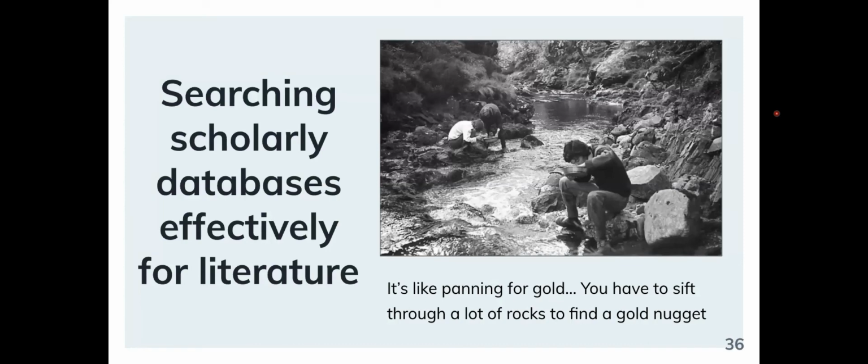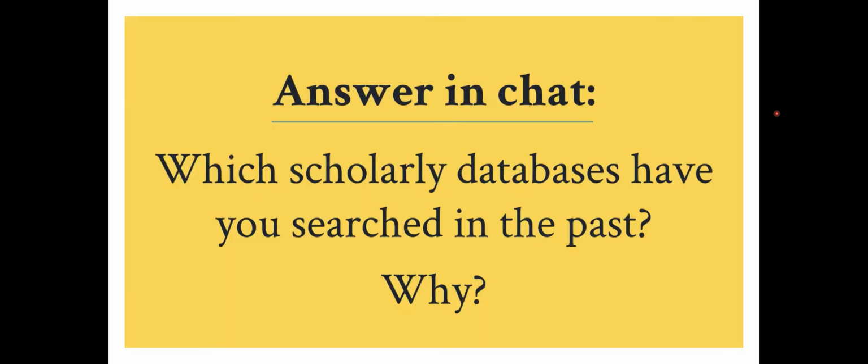Okay, so now we're going to talk about, how do you actually search scholarly databases effectively for literature? There are some strategies you can use to help you pan for gold a little bit more efficiently. So if you don't mind answering in the chat right now, which scholarly databases have you searched in the past and why? I'll give you about 2 minutes to do that. And if you haven't searched any scholarly databases, that's perfectly fine. We're happy to have you here, and we're introducing you to some today.